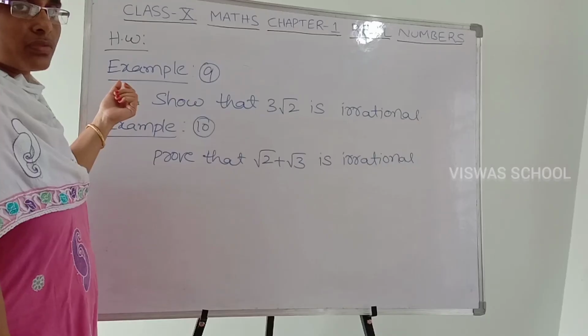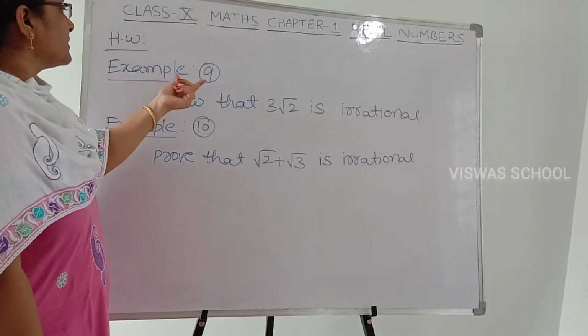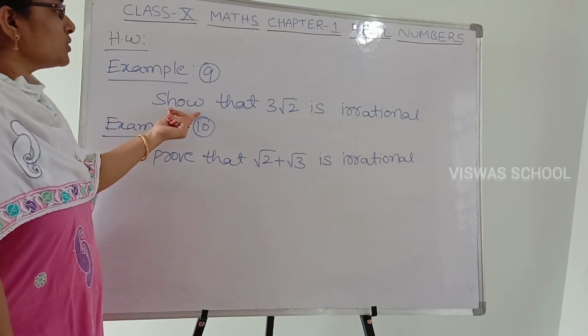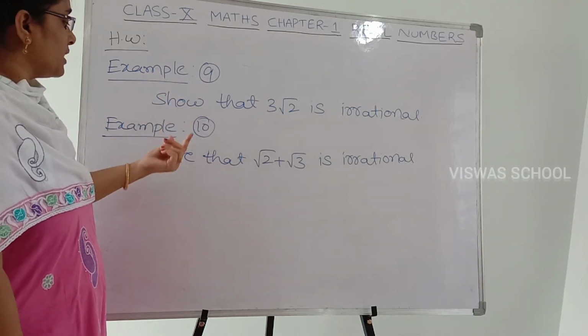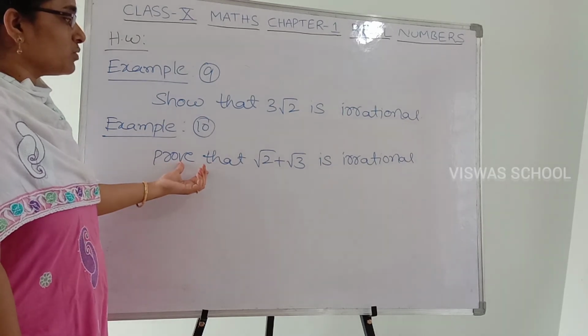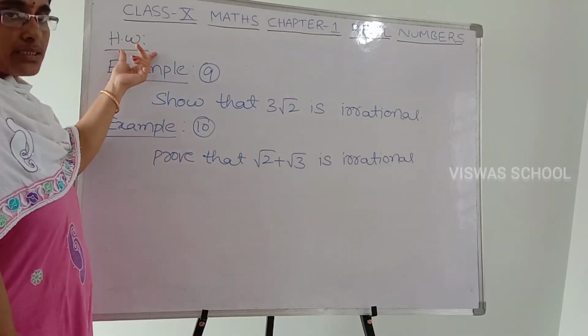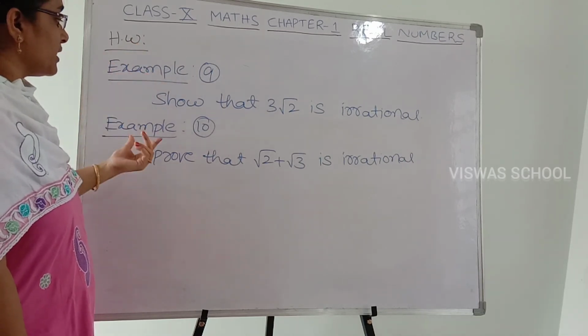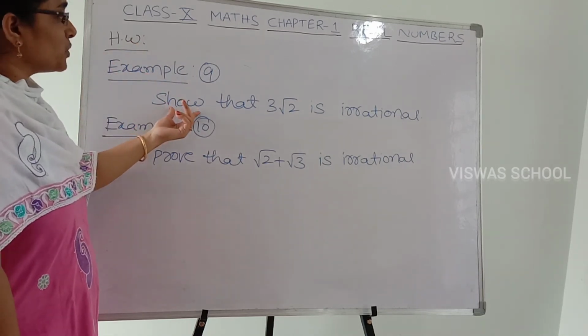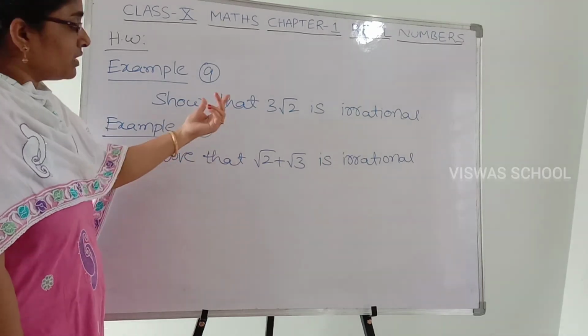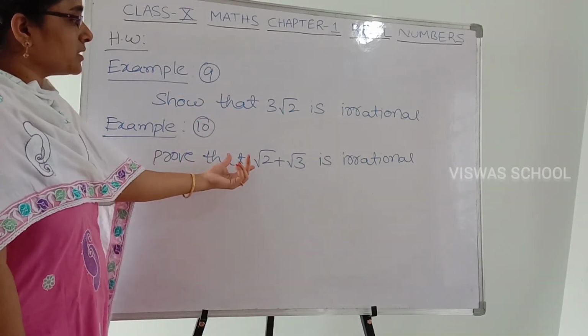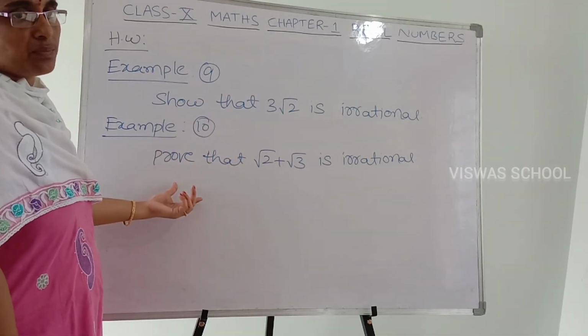Next homework is example 9 and 10. Those are show that 3 root 2 is irrational and prove that root 2 plus root 3 is an irrational number.